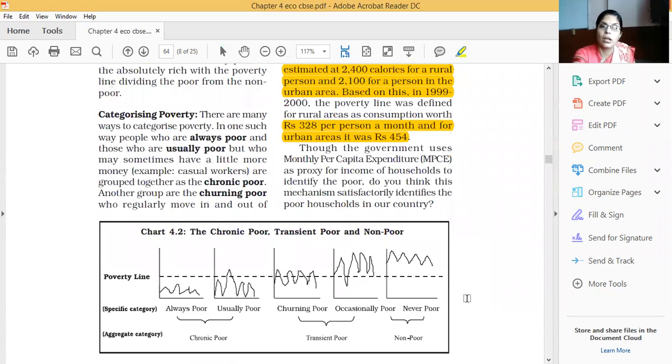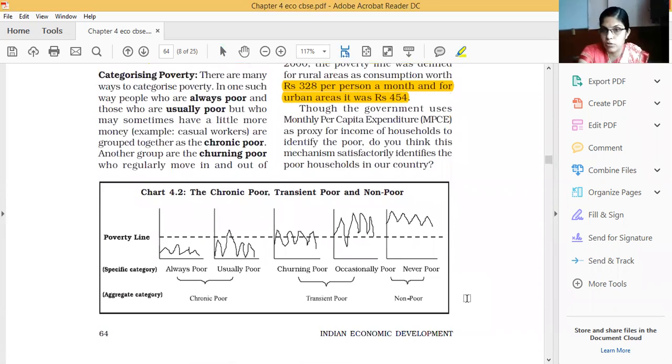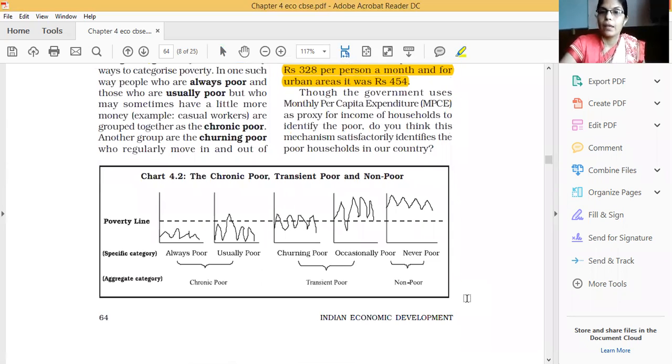Next, the government uses monthly per capita expenditure as a proxy for the income of households to identify the poor. Do you think this mechanism satisfactorily identifies the poor households in our country? First one is the chronic poor, then the transient poor and the non-poor.